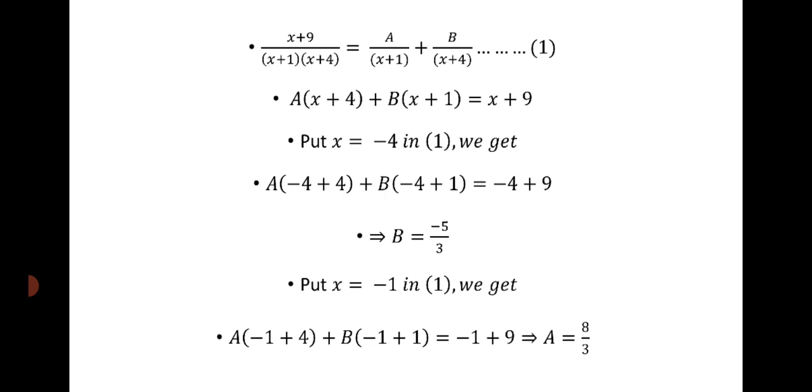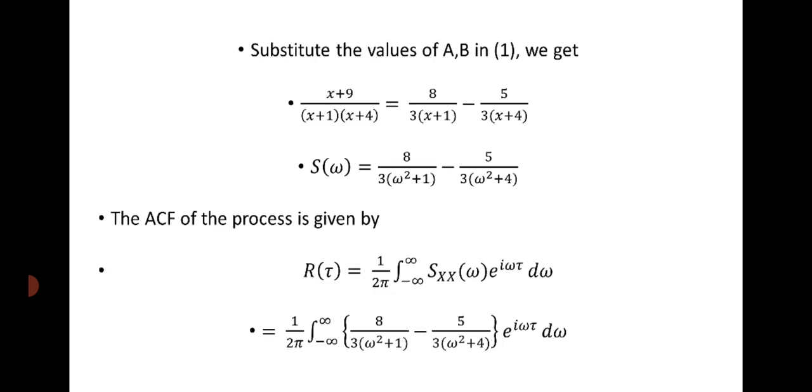After finding this a and b value, we just substitute in equation 1. Therefore, we'll get S of omega equal to 8 by 3 into x plus 1 minus 5 by 3 into x plus 4. Then we replace x equal to omega square. Therefore, S of omega equal to 8 by 3 into omega square plus 1 minus 5 by 3 into omega square plus 4. After finding this S of omega, we have to find out R x of tau, that is the autocorrelation function, using the value S of omega.